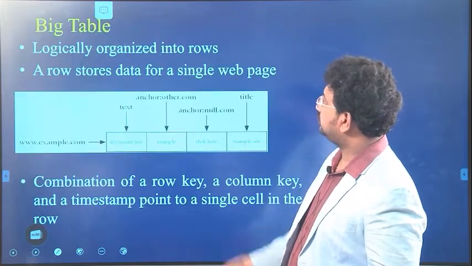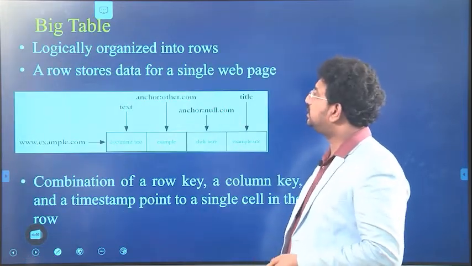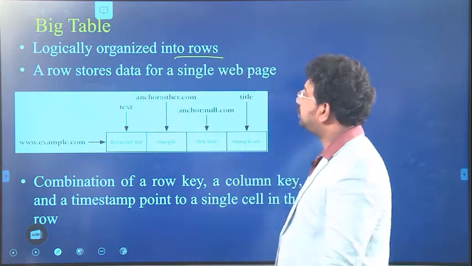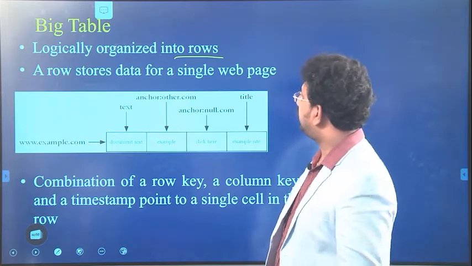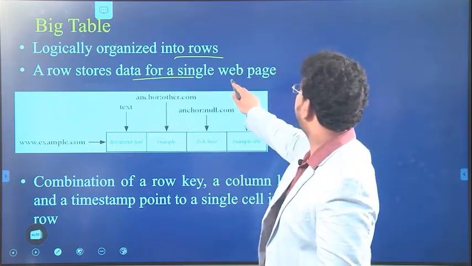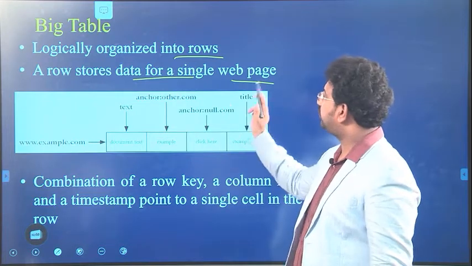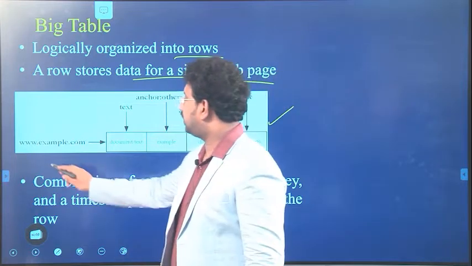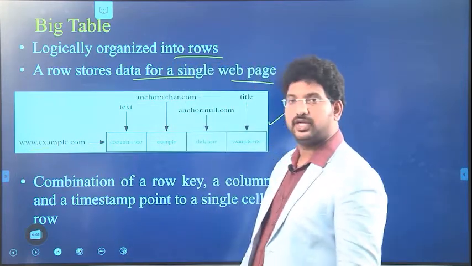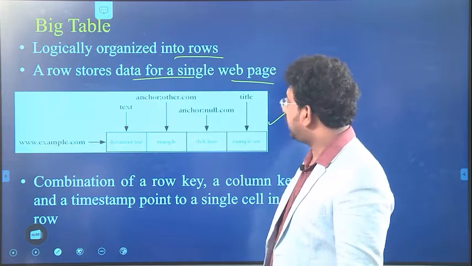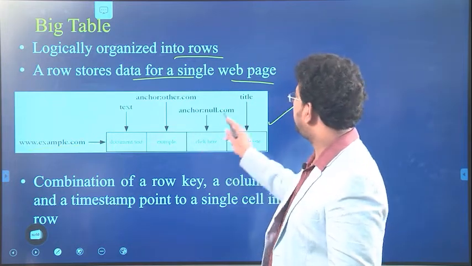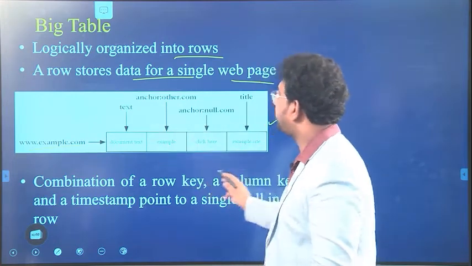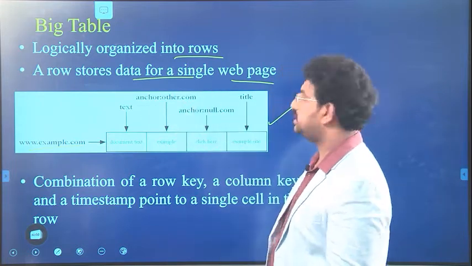And if you see the Bigtable, it is logically organized into rows. What does the row consist of? A row stores the data for a single web page. If you observe here, this is an example. For example, the information is maintained about this web page, www.example.com. So the entire information is maintained in the row. So this web page is representing one row of information.